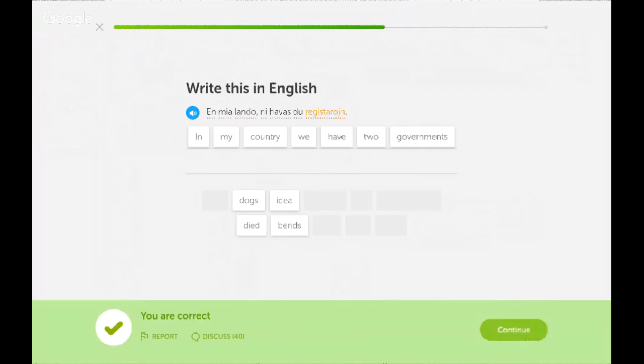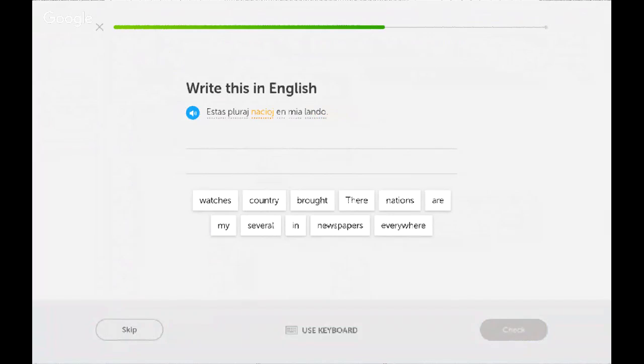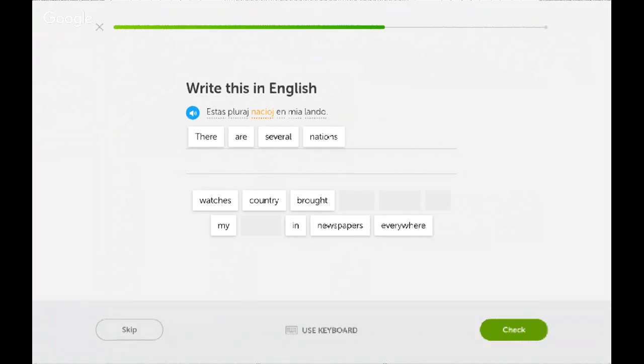Estas plurajn nacioj en mia lando. All right, this one actually does make sense, although initially it might not. Estas pluraj nacioj en mia lando. Which word is plurai? There are several nations in my country, right? So a nation is sort of a group, a national group. I'm sure I can think of an example if I had time, but I'm not going to worry about it right now. Within one country, it's possible to have many nations. Think about the different Indian nations, the different nations of the first people in North America. So it's not immediately nonsensical.